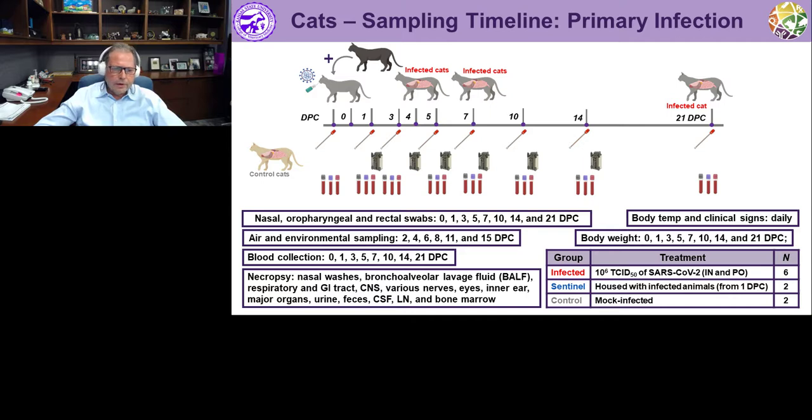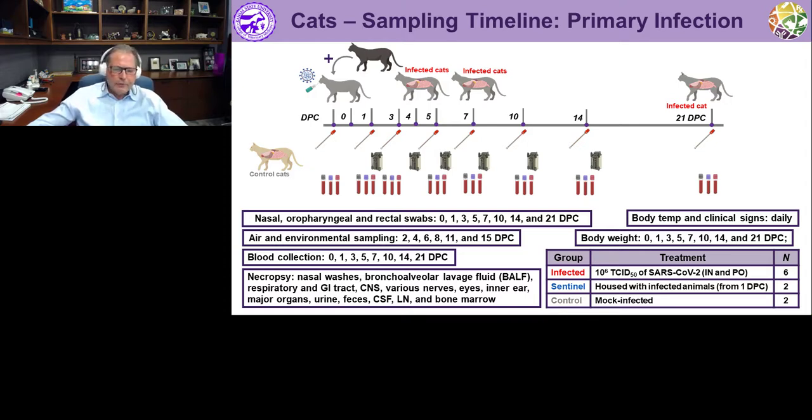Similarly, we did air and environmental samples on various days post-inoculation. We did blood collection also every 2nd or 3rd day. On days 4, 7, and 21, we necropsied animals. After euthanasia, we did nasal washes. We pulled the entire lung and did bronchoalveolar lavage fluid.